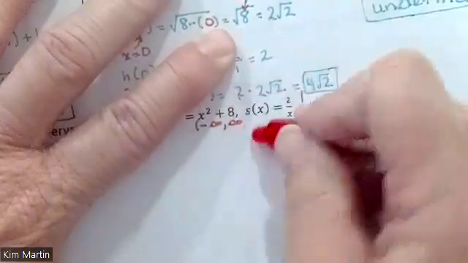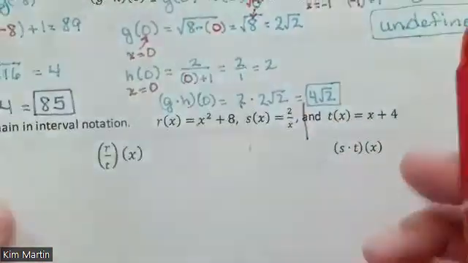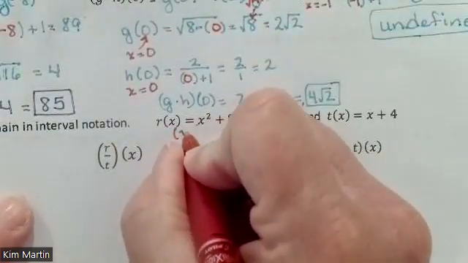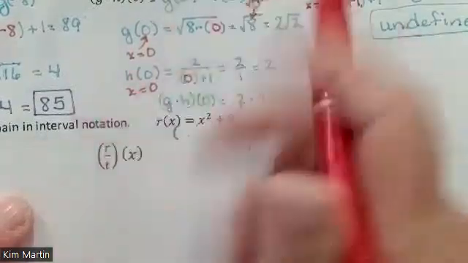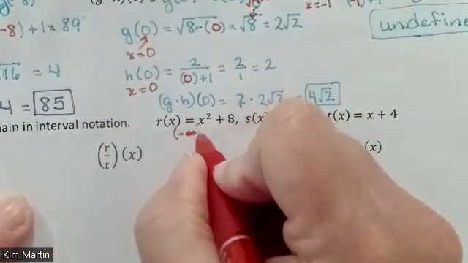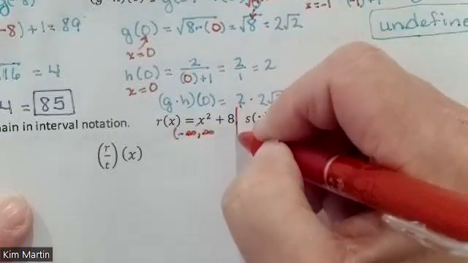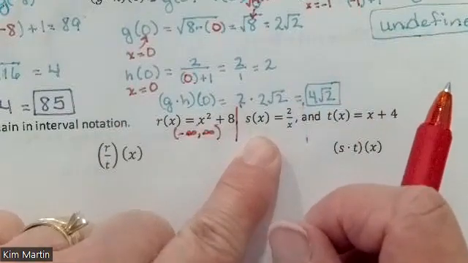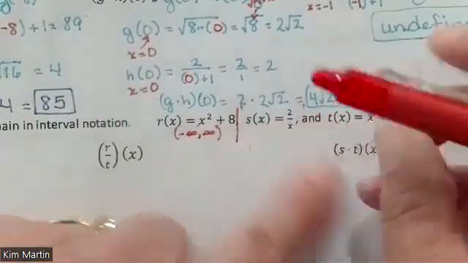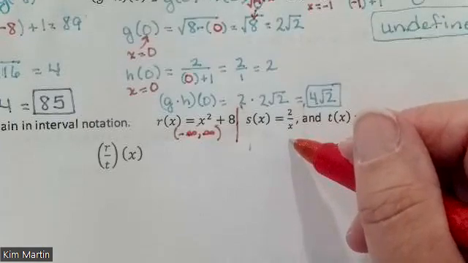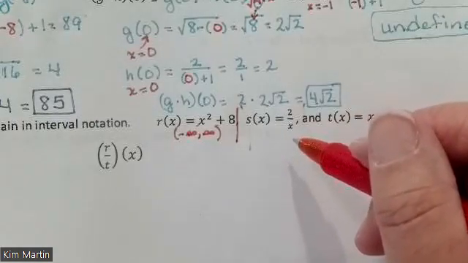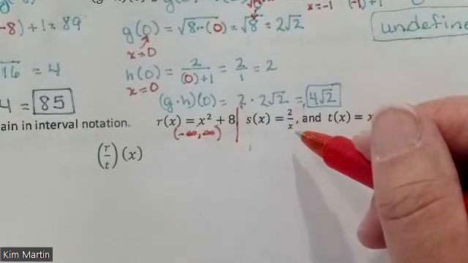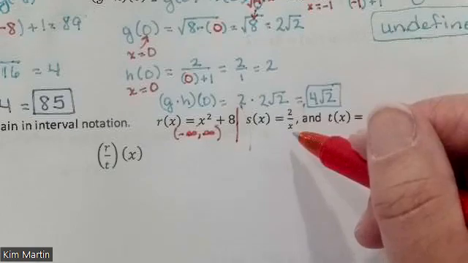I don't like the way that's written. Look at S of X. Okay. What can't X be here? Yeah, 0. We're dividing by a letter, so now we have to worry about it. X can't be equal to 0. But I don't want to know what X can't be. You have to write what it can be in interval notation.